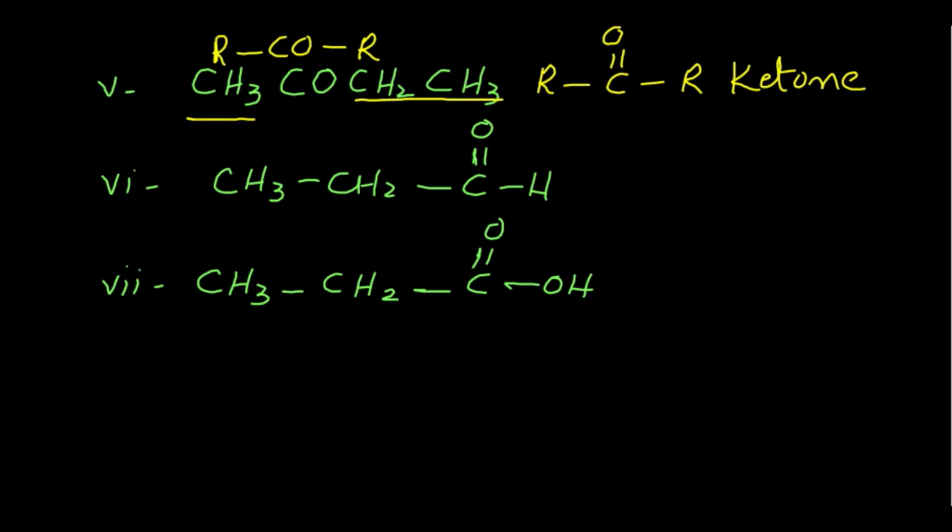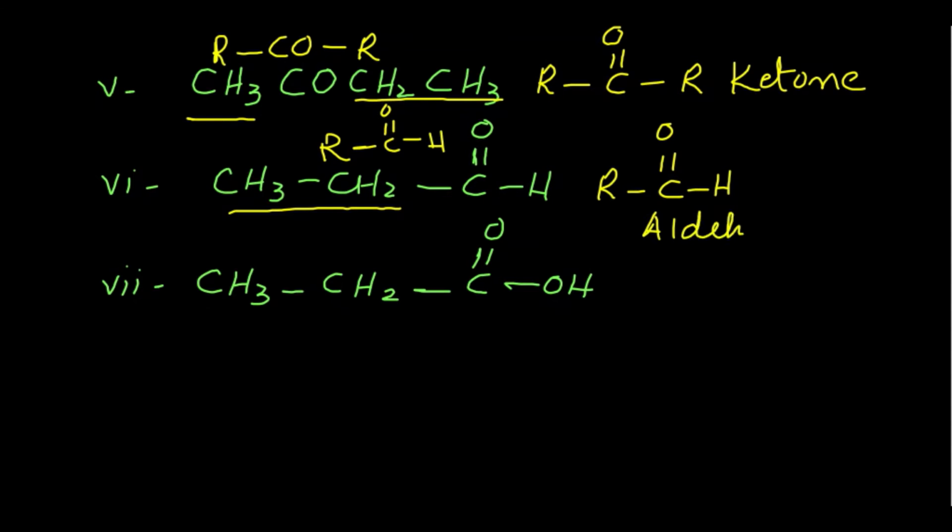Now the next functional group, here we have alkyl group. Alkyl group C double bond O H. Right, students? What is this functional group? C double bond O H. What is the name of this functional group? Correct. This is aldehyde. The name of the functional group is aldehyde.